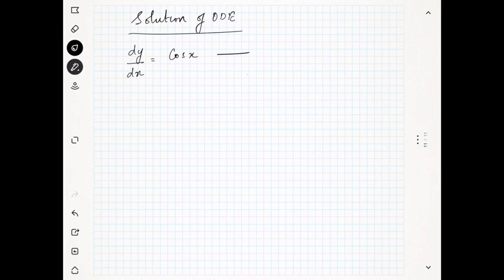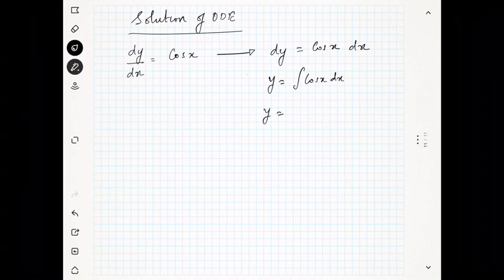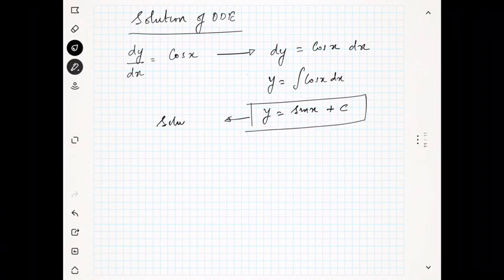So it is very easy to find the solution for this differential equation. You can say that dy equals cosine x dx. So y equals the integral of cosine x dx, that is y equals sine x plus some constant, right? So this is the solution.